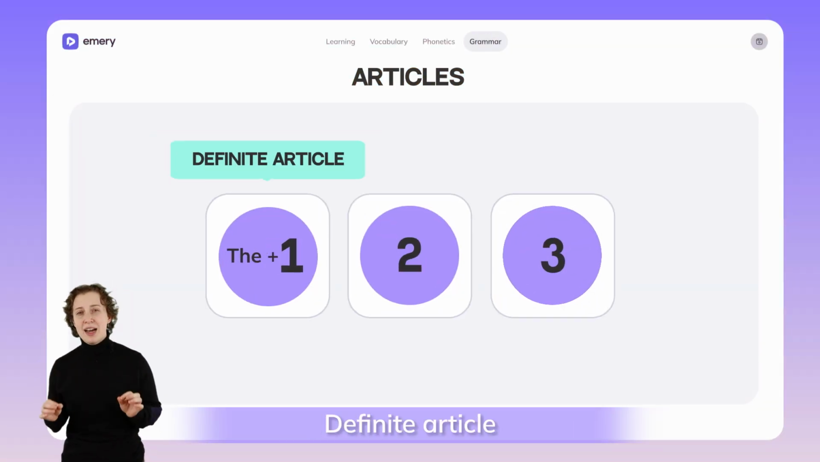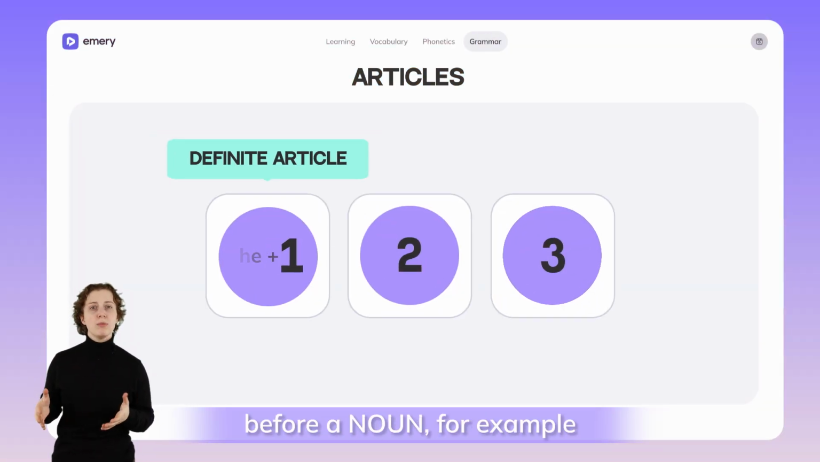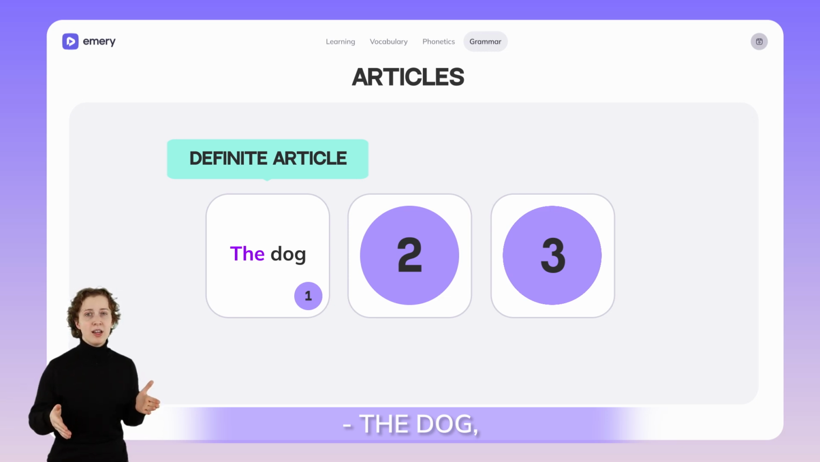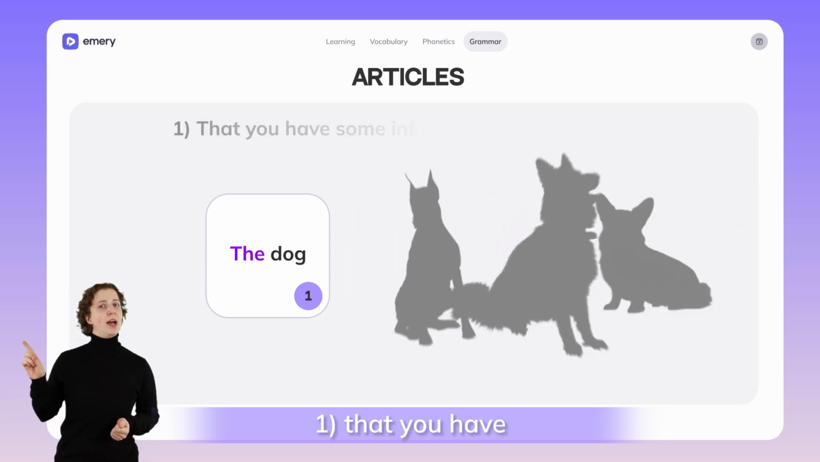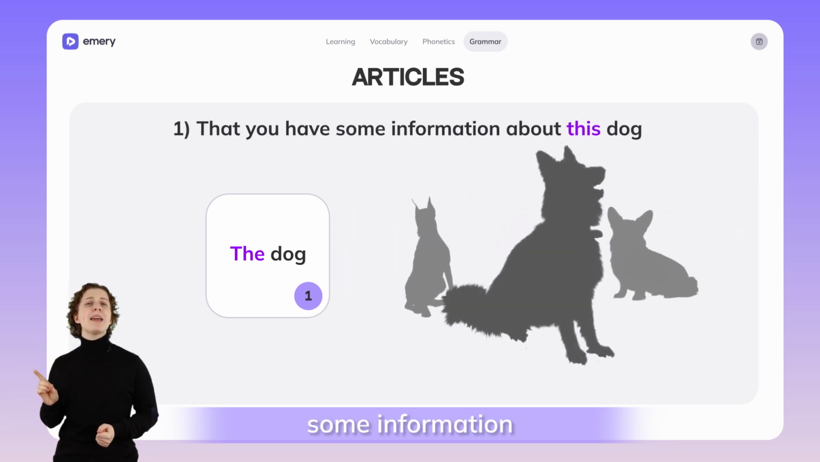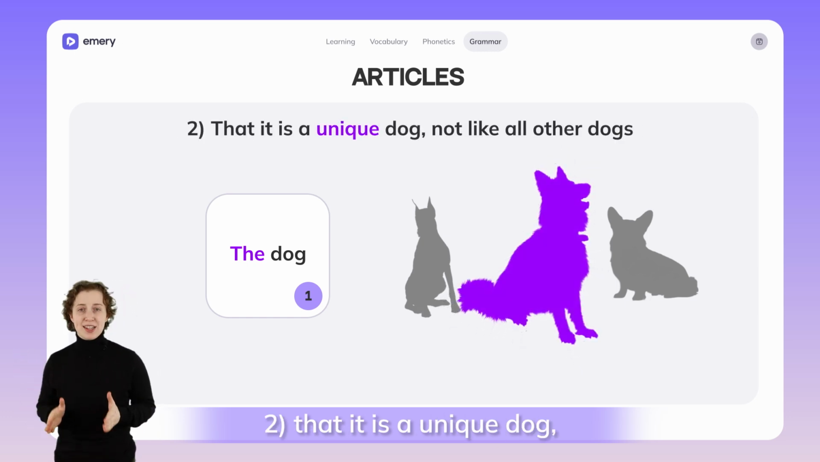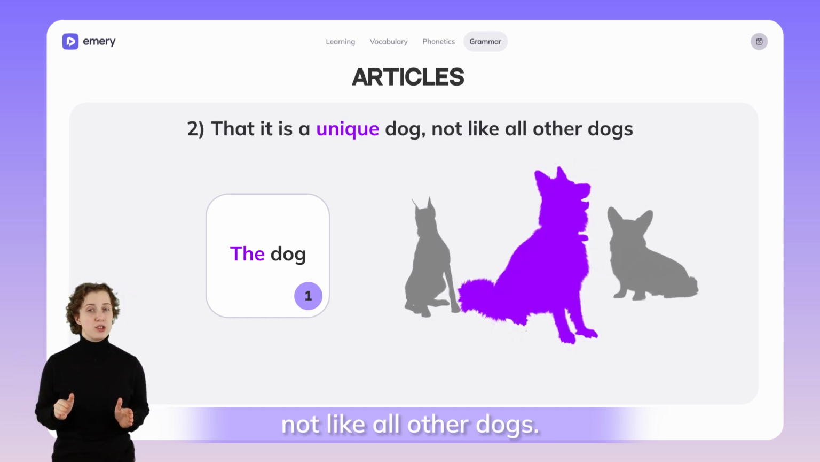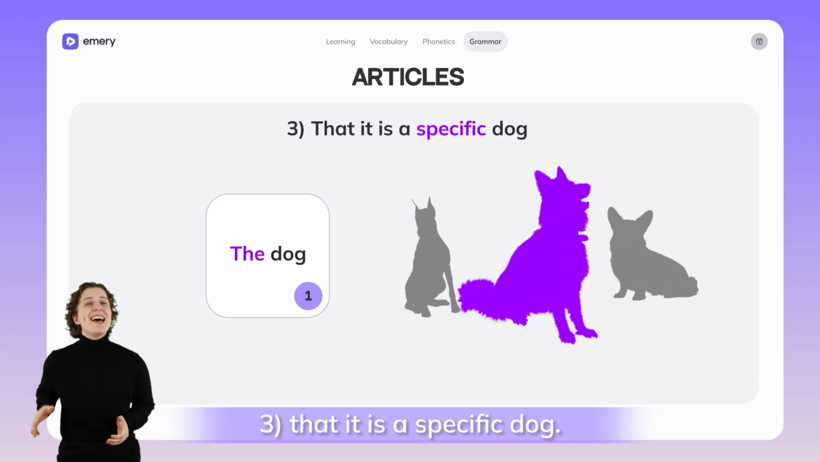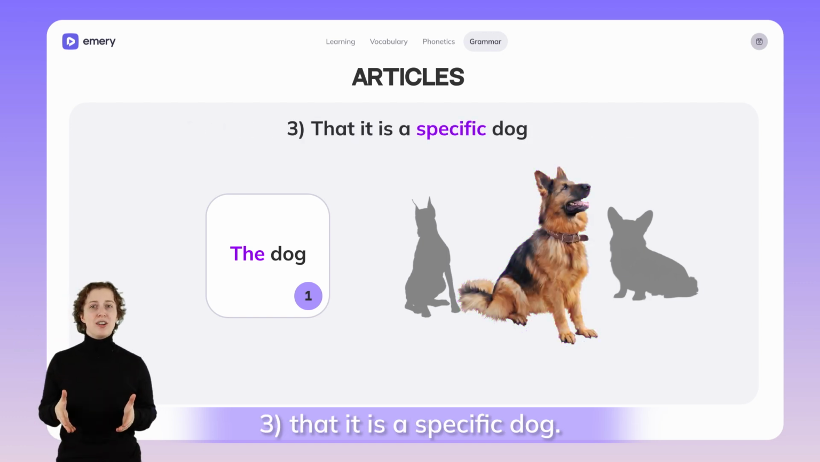When you use the definite article before a noun, for example, the dog, you tell other people, 1, that you have some information about this dog; 2, that it is a unique dog, not like all other dogs; and 3, that it is a specific dog.